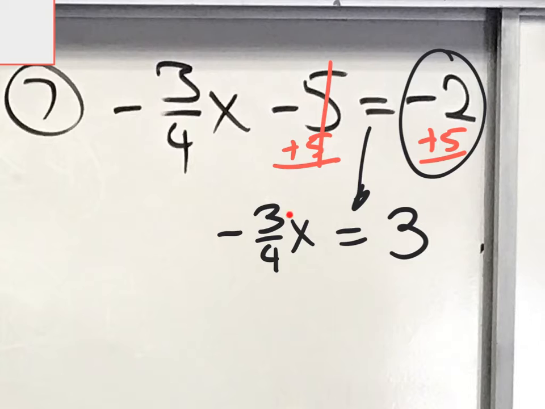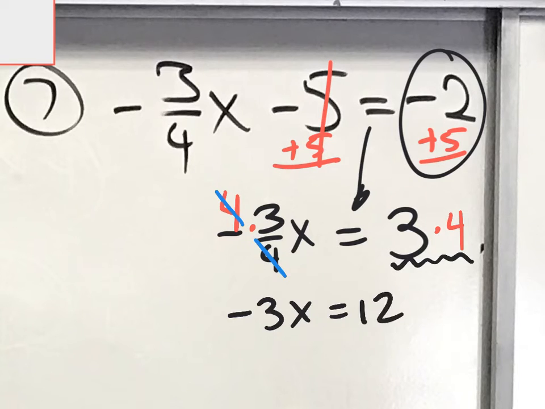How do I get rid of this fraction? Multiply by the denominator 4. So put a dot somewhere and put a 4 somewhere up there. And what you do to one side, you must do to the other to maintain the balance. Now the 4 up on top and the 4 on the bottom will cancel out. What's left over on the left side? 3x. Don't forget about the negative though. Negative 3x equals 3 times 4 is 12.